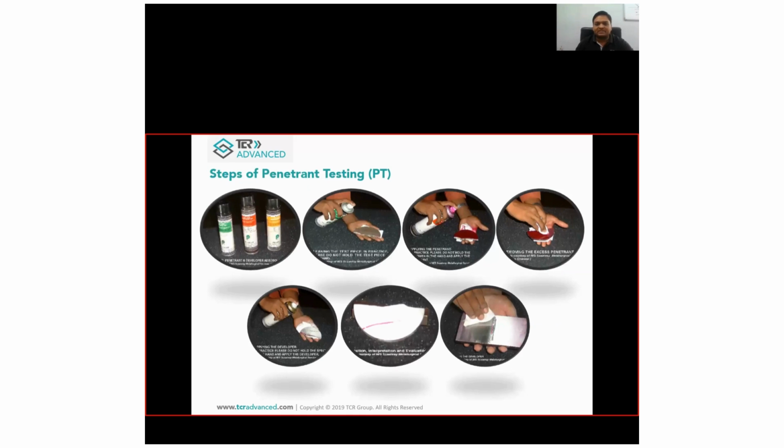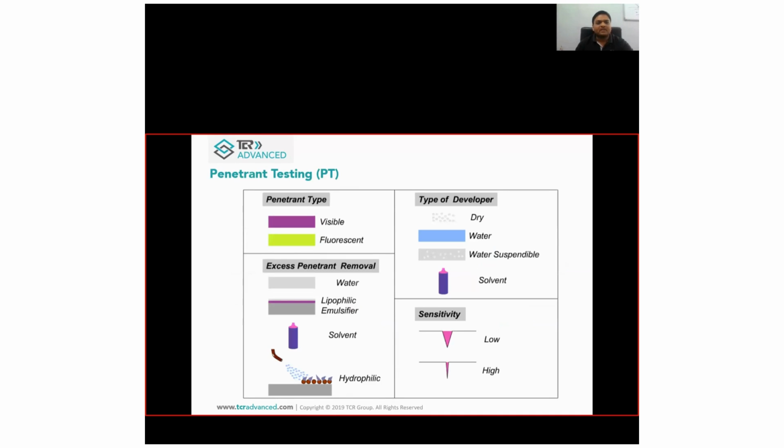These are the basic steps, so I will not explain much more on this: pre-cleaning, application of penetrant, application of developer, then identification of indications, and post-cleaning, which is important in the stainless steel case. So this is very much important. This is the beauty of the dye penetrant test: we can use a combination of techniques and identify micro-level cracks in the system.